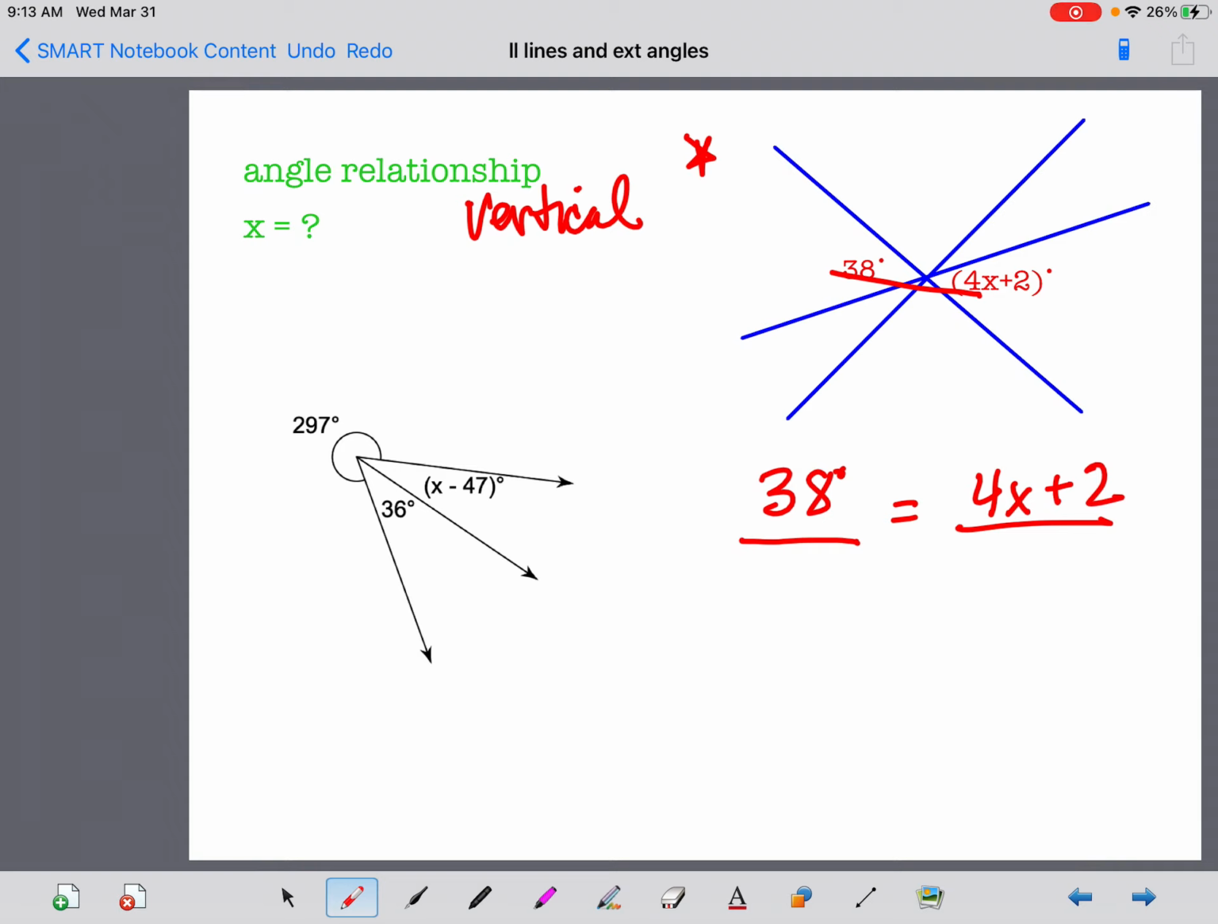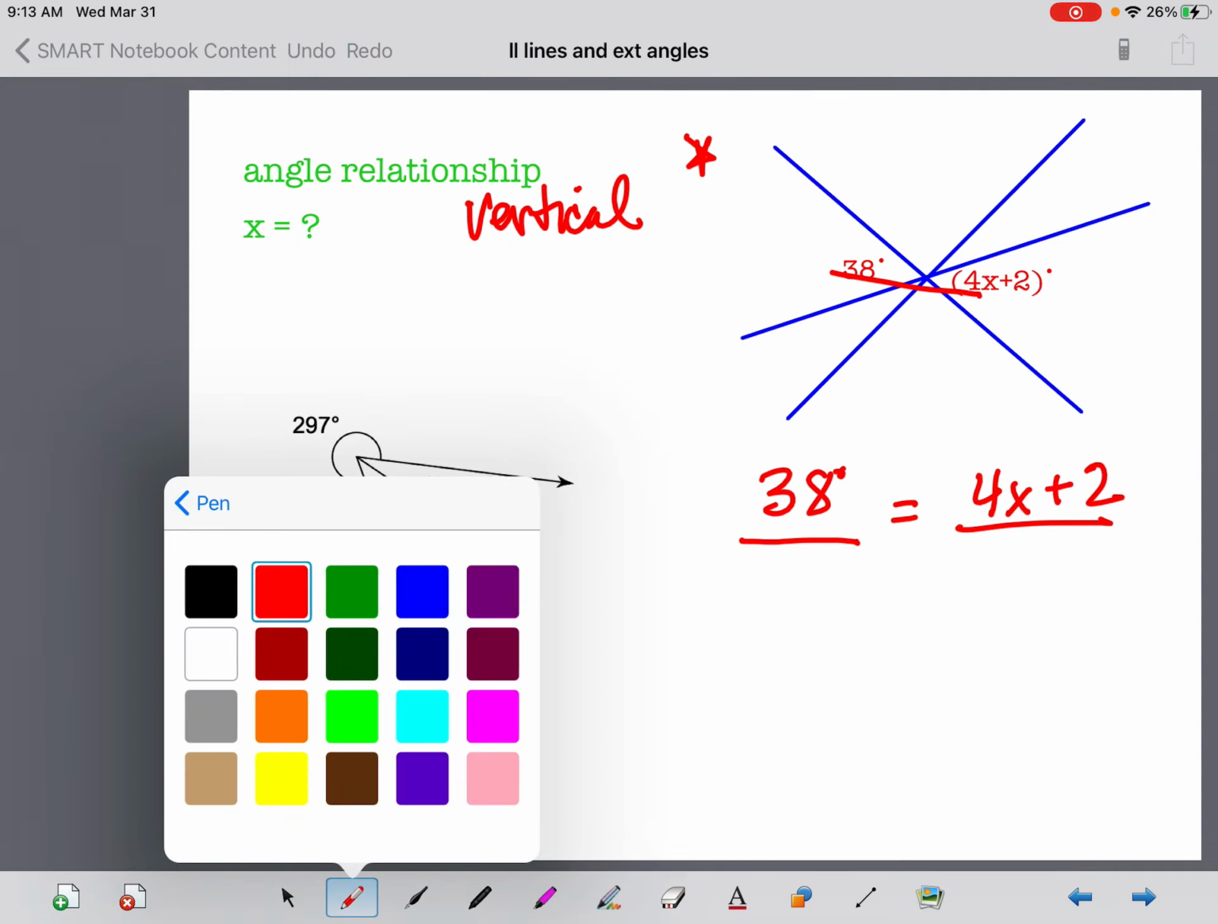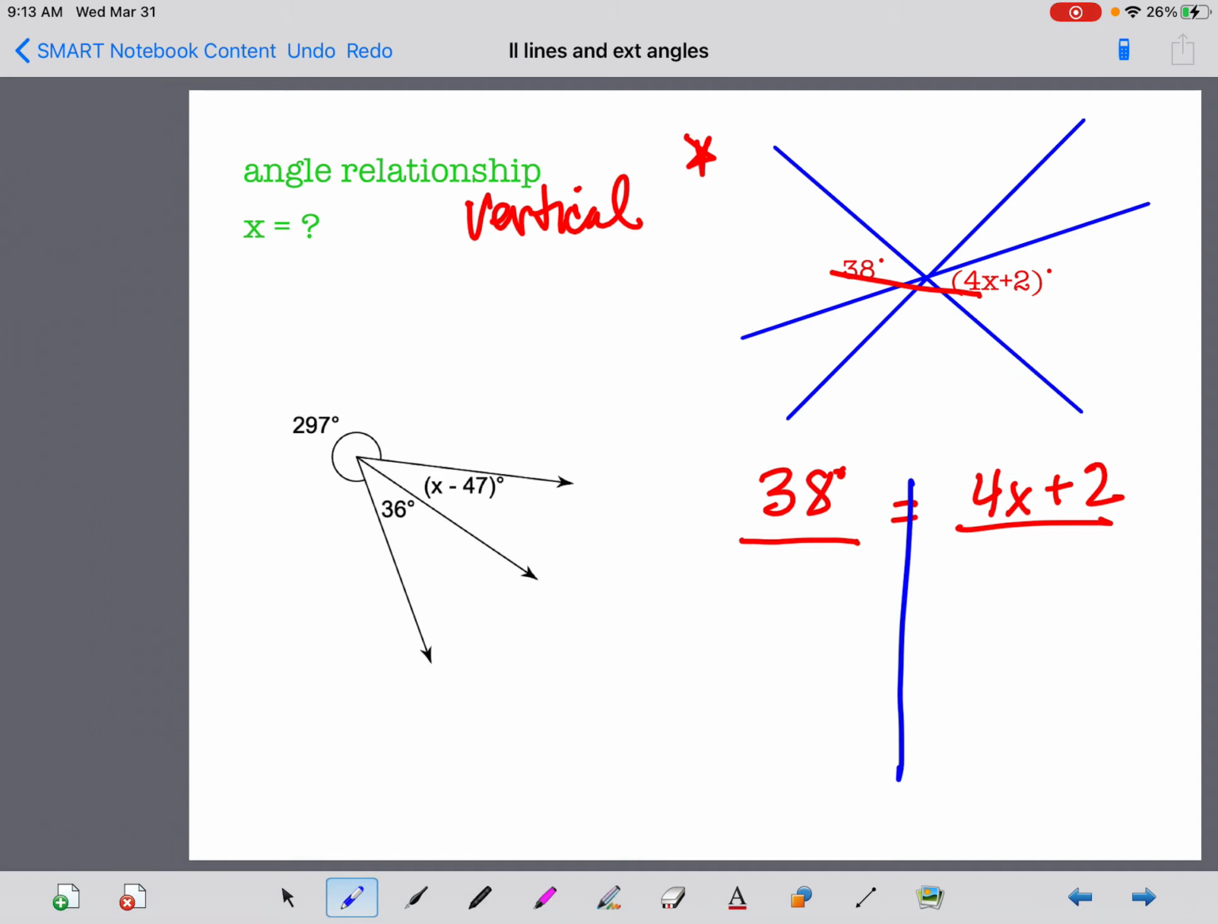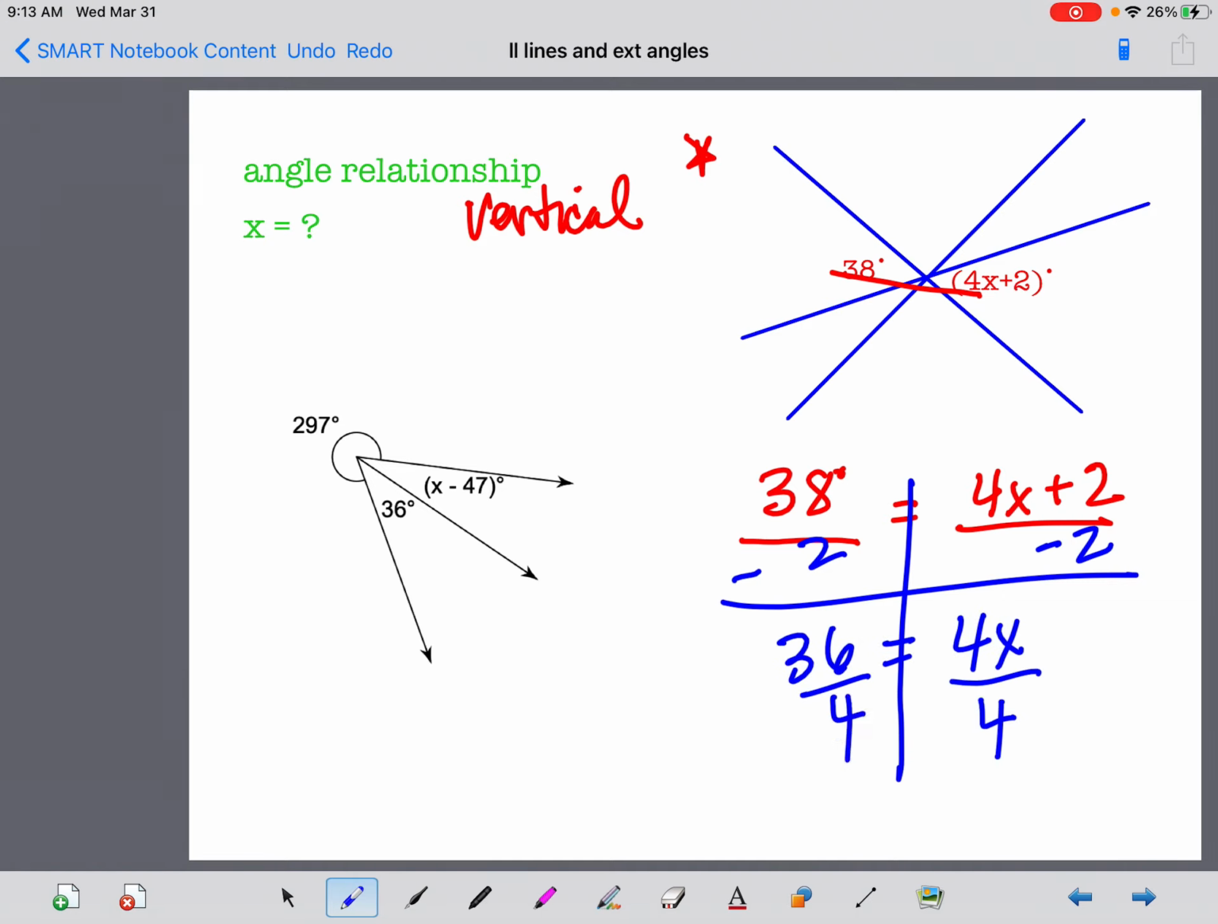Now I can go ahead and solve this equation for x. I'm going to minus 2 from both sides. 36 is equal to 4x. Divide by 4. Those are going to cancel, and x is equal to 9. Now I know how many degrees x is. I also know this angle measurement has to be equal to 38 degrees. So the exact measurement there would be 38 degrees, but x needs to be 9 in order for that to be true.